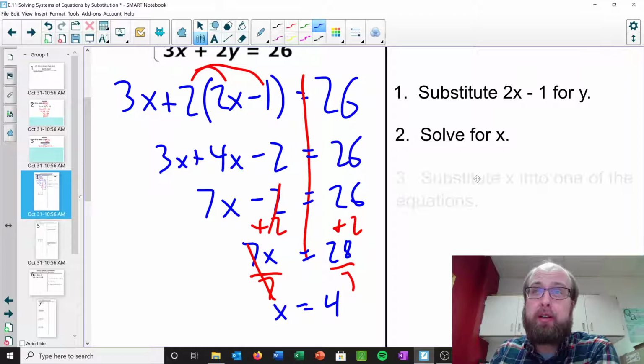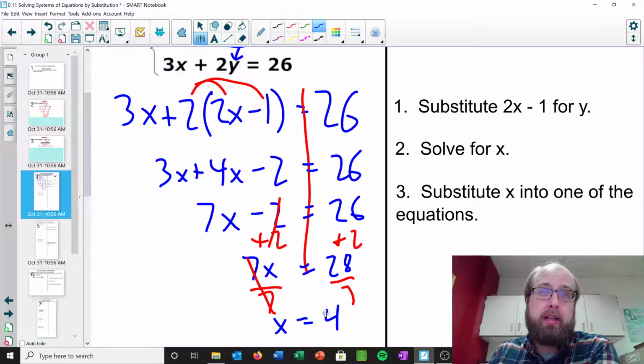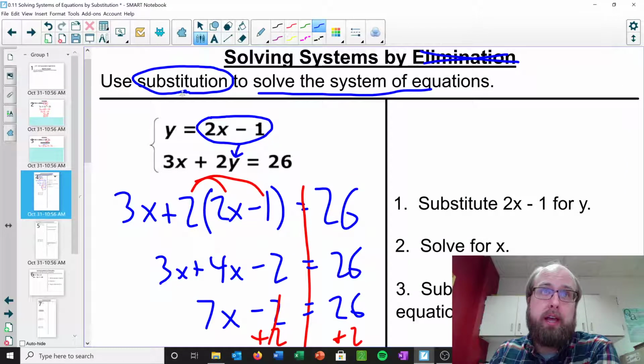And finding y, well, that's really simple. I know x is 4. And so I can take the 4 and I can plug it in for x in one of these two equations. And it doesn't matter which one you use. I think the top one would be easier here because we just plug it in right there and then just evaluate that. But you could use either one.